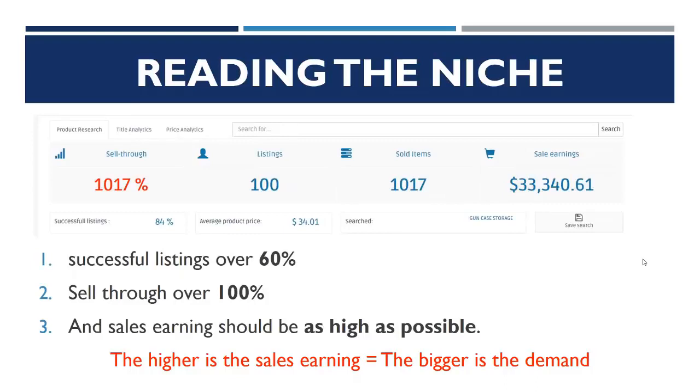Okay, more questions? Tiffany asked, so is that when you try to list a cheaper price when you search the niche? What do you mean? Can you explain the question a little bit?